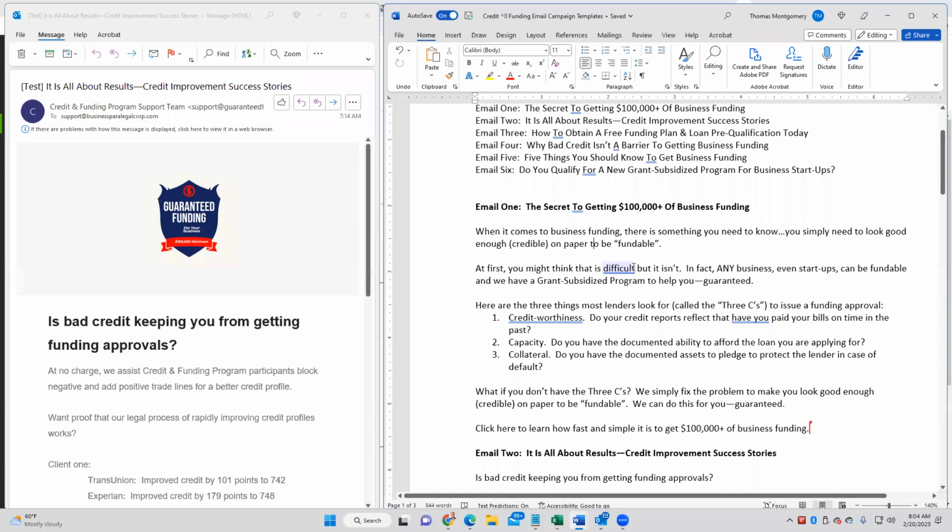At first, you might think that this is difficult, but it isn't. In fact, any business, even startups, can be fundable, and we have a grant subsidized program to help you, guaranteed. Here are the 3 things that most lenders look for. And you and I, we've talked about the 3 C's ad nauseum during these morning trainings and other places.